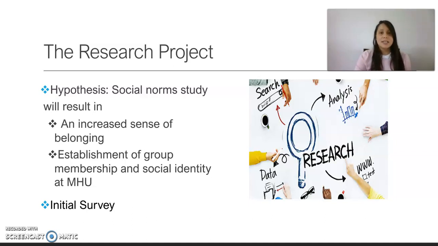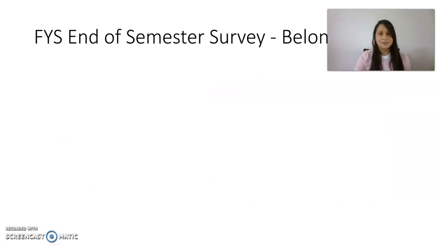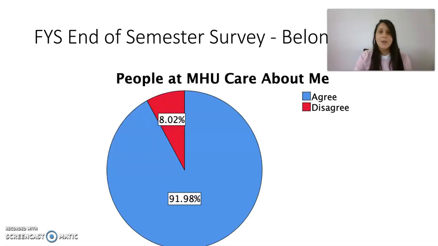I was personally surprised regarding the results because I realized that I was actually having my own misperception of how students felt that they belong at the university based on my own experience. So with the end of year semester survey and the belonging questions, one of the questions we asked was if individuals felt that people at Mars Hill University cared about them. It was very surprising to find that 91% of individuals felt cared for at Mars Hill University, and only a small percentage didn't agree with this.